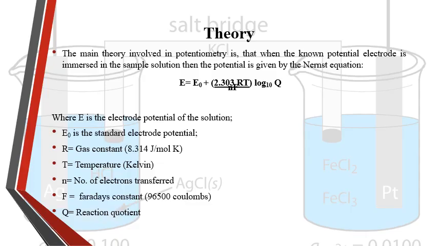Well, in summary, the Nernst equation is central to potentiometry because it allows us to calculate the potential of an electrochemical cell based on the concentration of ions in the solution and other factors. Now, by measuring this potential, we can infer the concentration of an analyte, which is the main objective of potentiometric analysis. I hope you understand this.